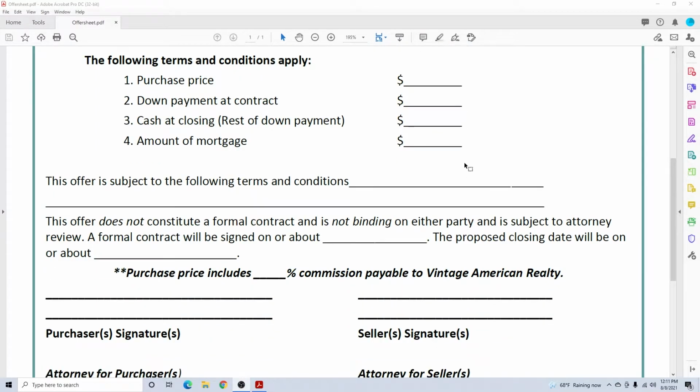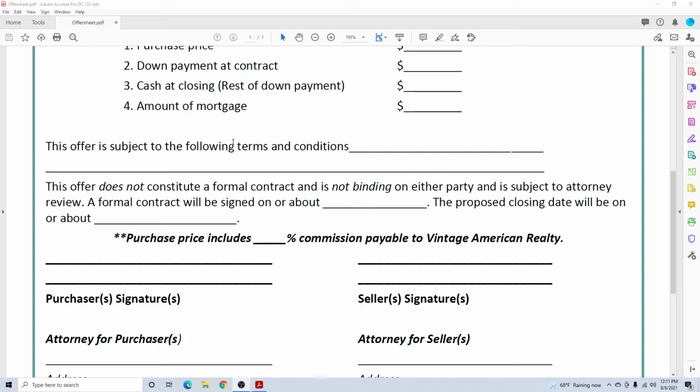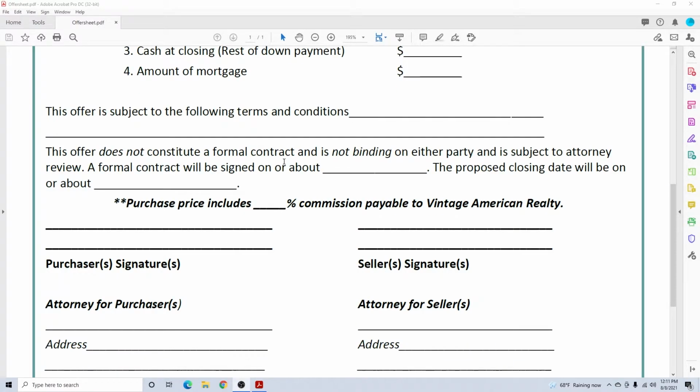Now we get to the contingencies. This offer is subject to the following terms and conditions. So generally, you're usually going to put an inspection within 3 to 5 business days. And then let's say they have something to sell. You would put buyers need to sell their home to go forward, or some words to that effect. But any of the contingencies that you might have will go here. This offer does not, that's the non-binding part that you want, constitute a formal contract and is not binding on either party and is subject to attorney review.